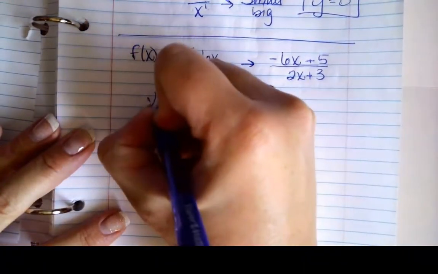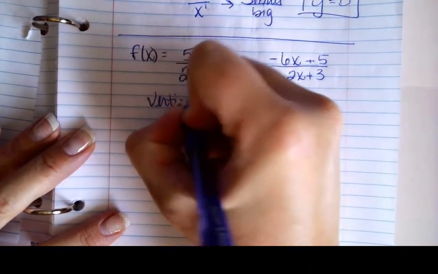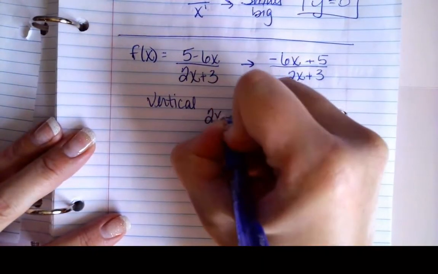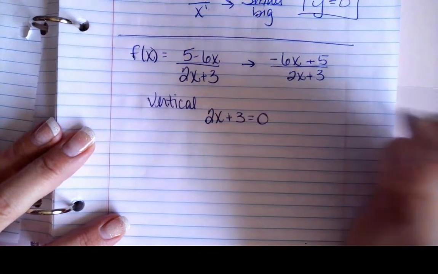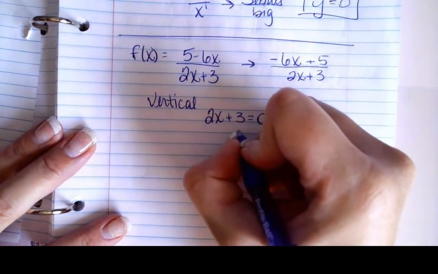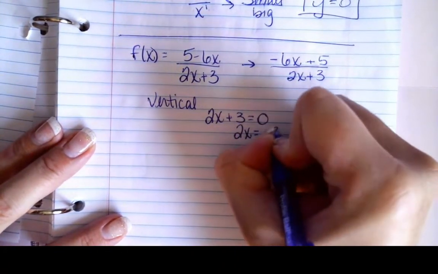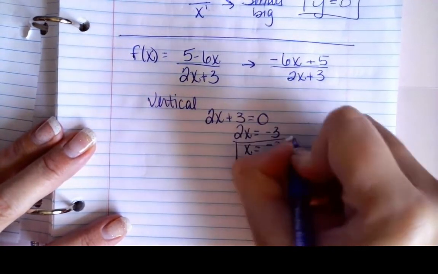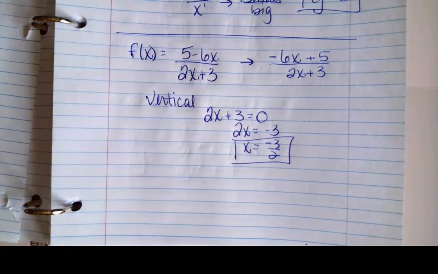I want to know vertical first. So what is my vertical asymptote? My vertical asymptote is going to be found where my denominator equals 0. So I'm going to subtract 3 from both sides and then divide both sides by 2. So I have a vertical asymptote at x equals negative 3 halves.